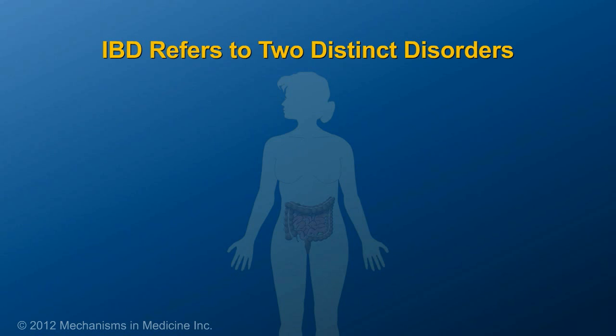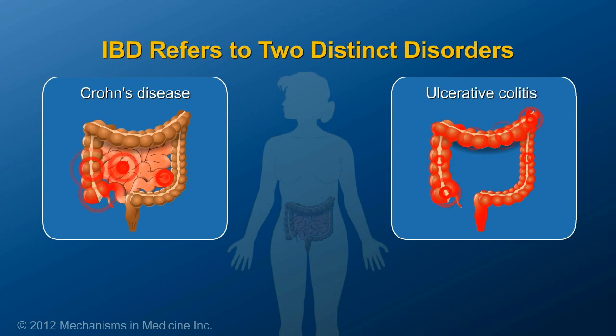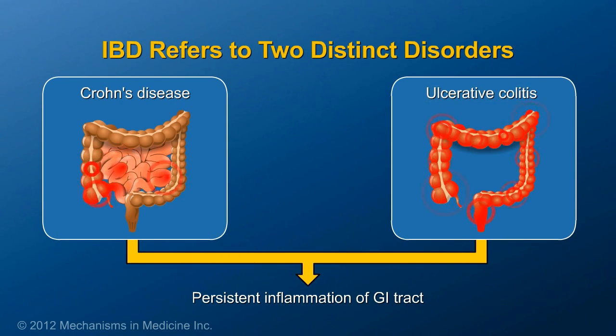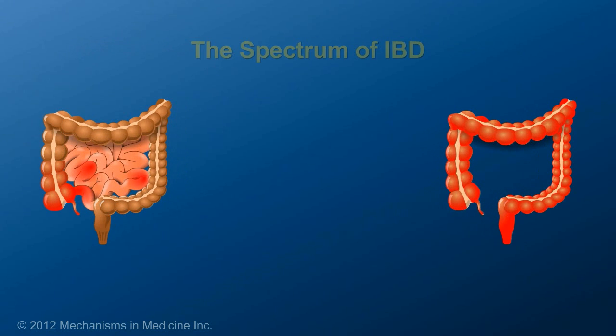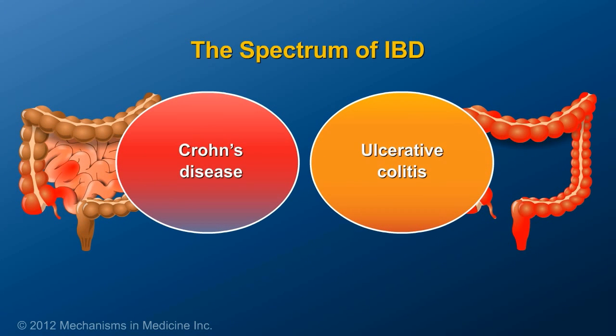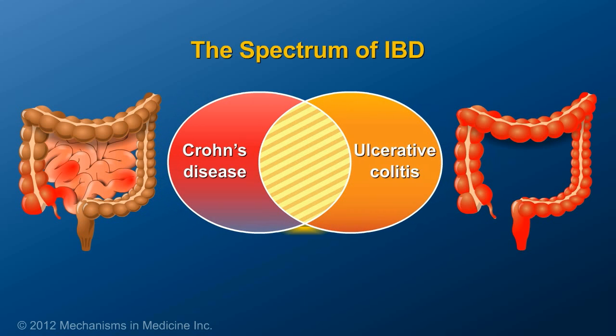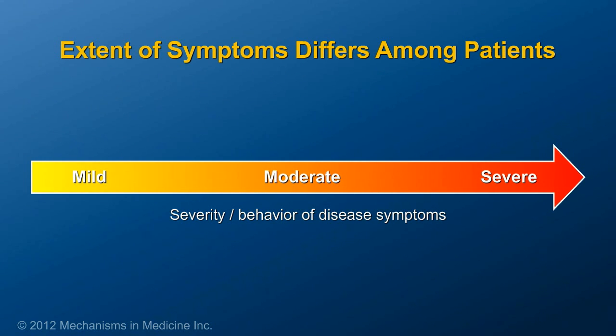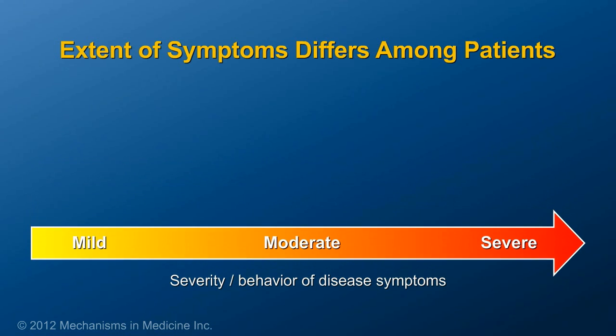IBD collectively refers to two distinct disorders, Crohn's disease and ulcerative colitis, that cause inflammation of the gastrointestinal or GI tract. As more is learned about the genetics of Crohn's disease and ulcerative colitis, it is becoming evident that there are many types of IBD, rather than just the two major classifications of Crohn's disease and ulcerative colitis. These different subtypes all vary in the extent, the severity, and the behavior of the disease.